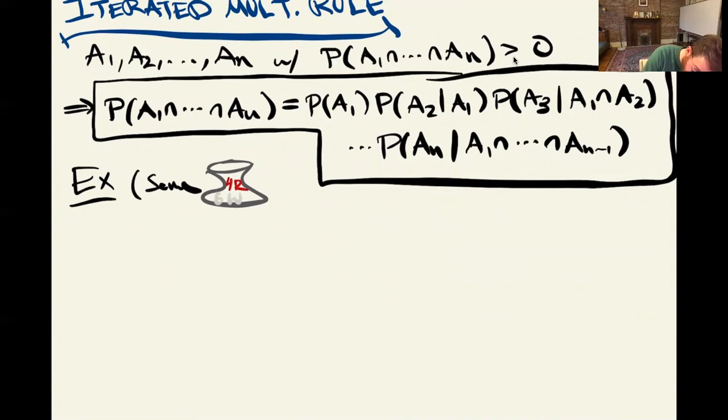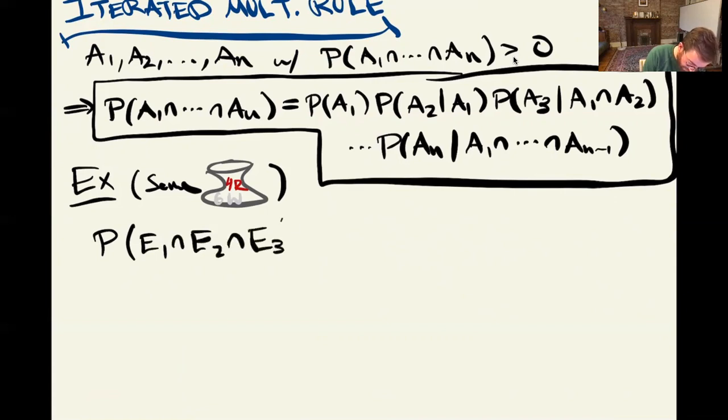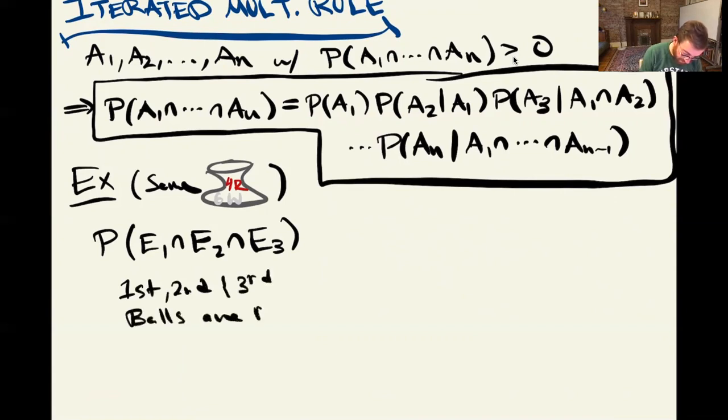All right, 6 off white. That's our urn. Let's compute the probability of our first, second, and third balls being all red, drawing them out one at a time. So this is first, second, and third balls are red.